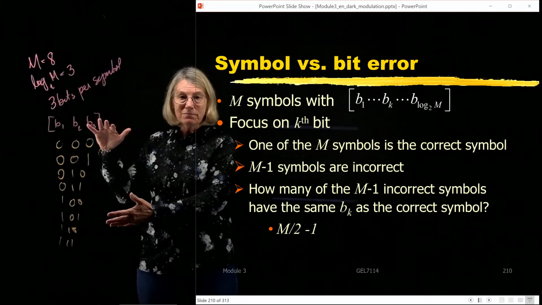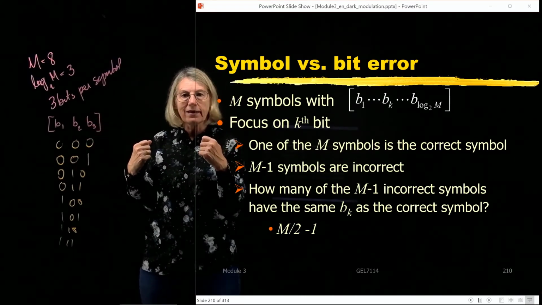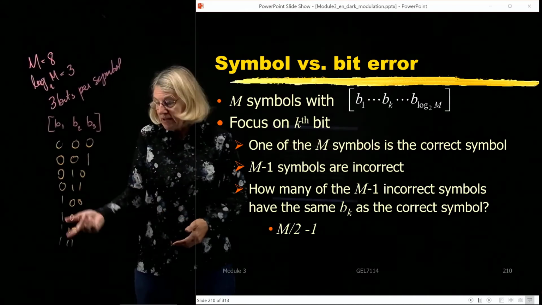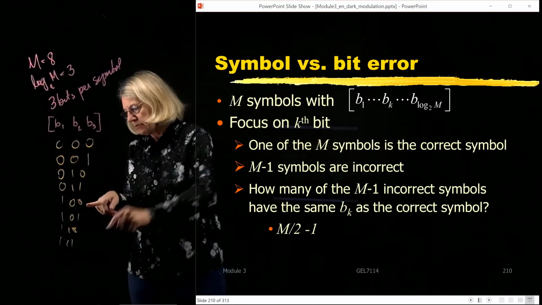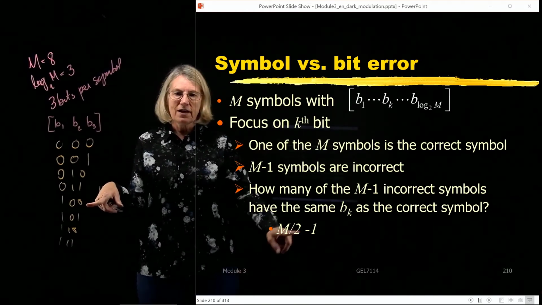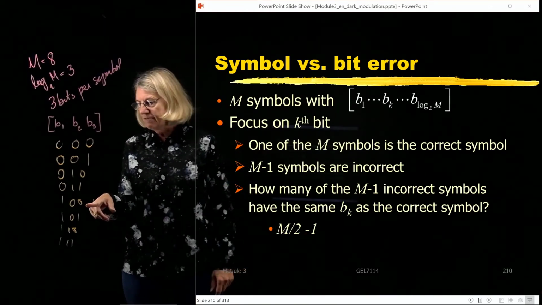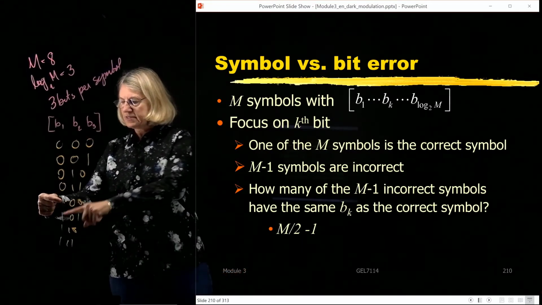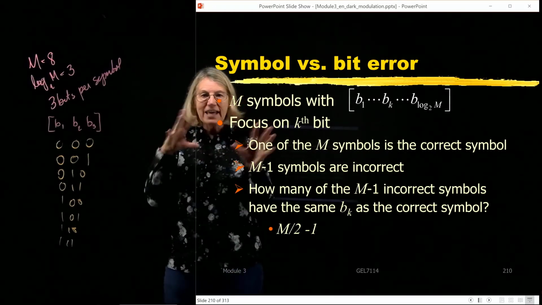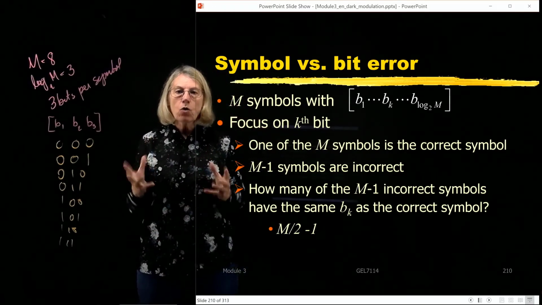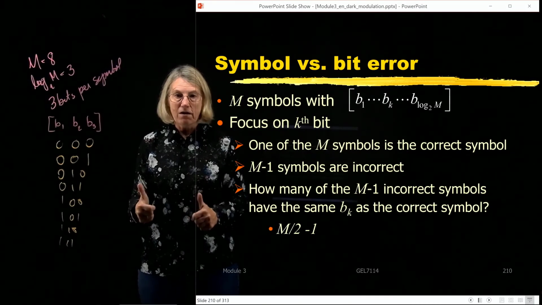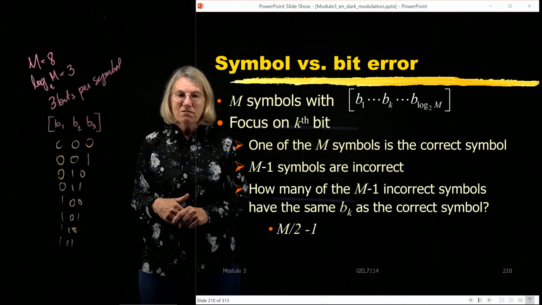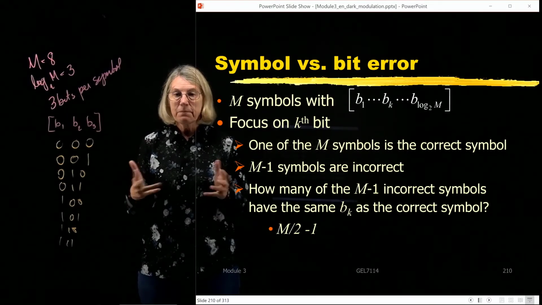So you take half of them, you take out the one that's the right one that you didn't pick, and the rest of them, well, some of them have the right number. So if I was looking at this, 1, 2, 3, right? So m over 2 is 4, minus 1 is 3. And if I looked at this one 0, it's 1, 2, 3. And if I look at this one, the 1, it's 1, 2, 3. So if I look at any one of the kth symbols, I know that when I make a symbol error, there's m over 2 minus 1 where the bit was not flipped.